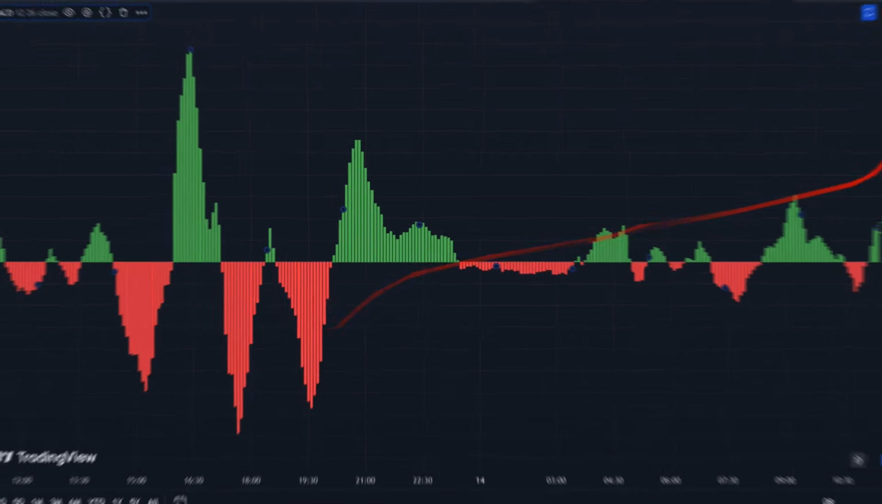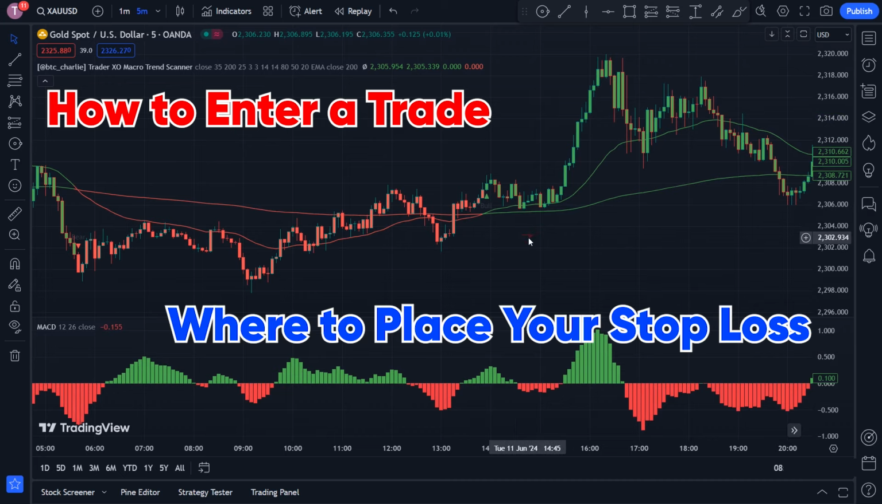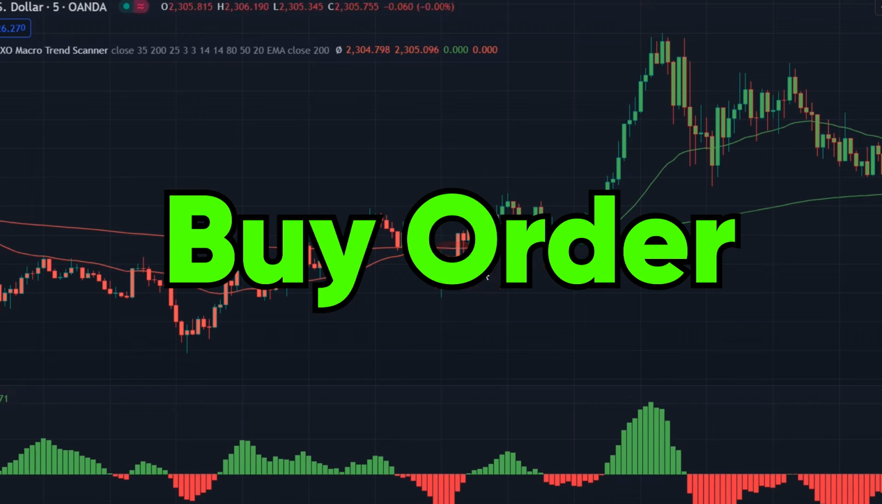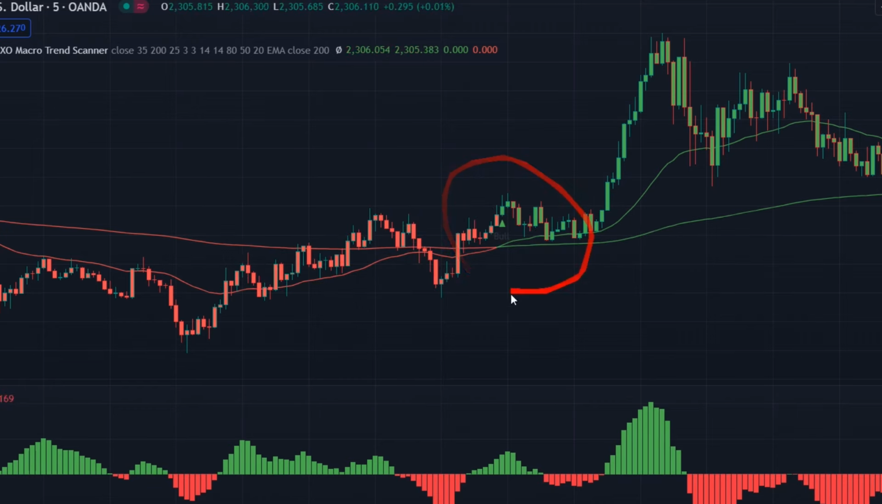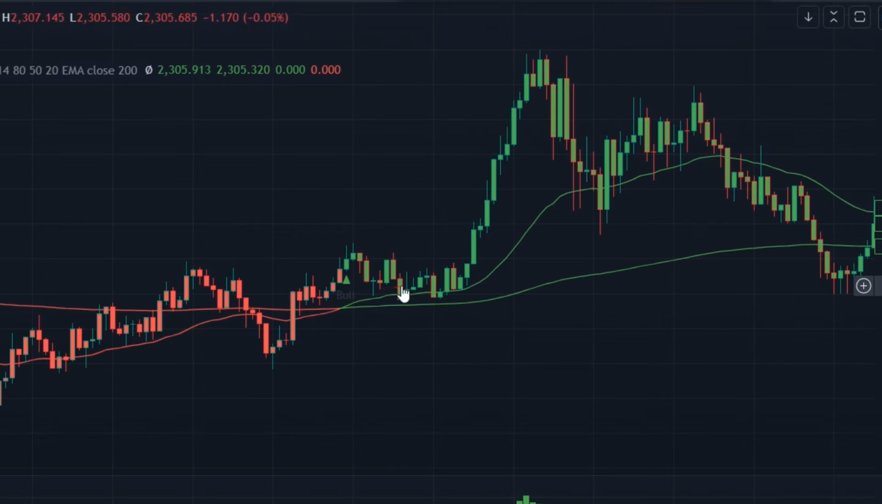After all these explanations, I need to tell you how to enter a trade, where to place your stop loss, and when to exit your trade. First, let's start with a buy order. First of all, we need to look for a buy signal. Then we need to look at the MACD indicator and make sure that at this point, the market trend is upward and the histogram is green so that we can expect a price increase.